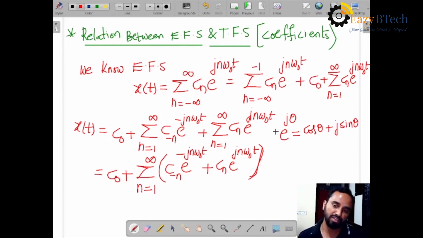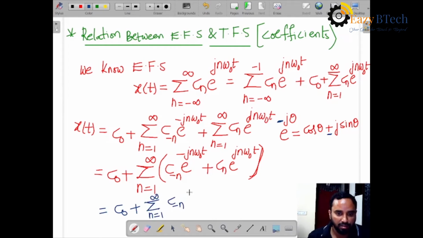And e power minus j theta, if you have minus j theta, then it is cos theta minus j sin theta. So this is the point we are taking now. Okay, so c naught plus summation n is 1 to infinity c minus n. Here it is e power minus j theta, so cos n omega naught t minus j sin n omega naught t.